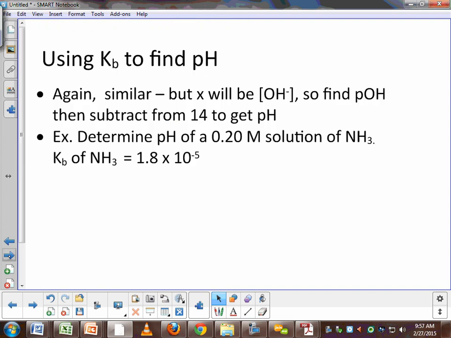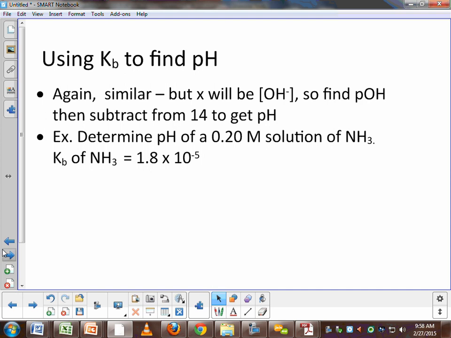So the next thing is using Kb to find pH. Now, I'm not going to go through this problem completely. What I am going to do is kind of set it up, because basically all Ka and Kb questions really mirror one another really, really well. There are just a few key differences, basically the distinction between acid and base, but the process is very, very similar.